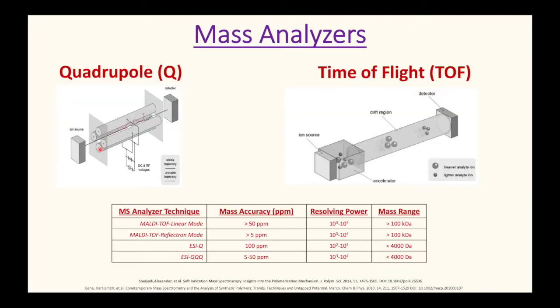Now we will briefly talk about two important mass analyzers, the quadrupole and the time of flight. The quadrupole is composed of four parallel rods. One set is negative and the other set is positive. A DC and RF voltage is applied. The quadrupole functions as a scanning mass analyzer that uses the stability of the ions traveling through an oscillating electric field to separate ions based on their mass-to-charge ratio. The quad can provide quantitative and qualitative information.